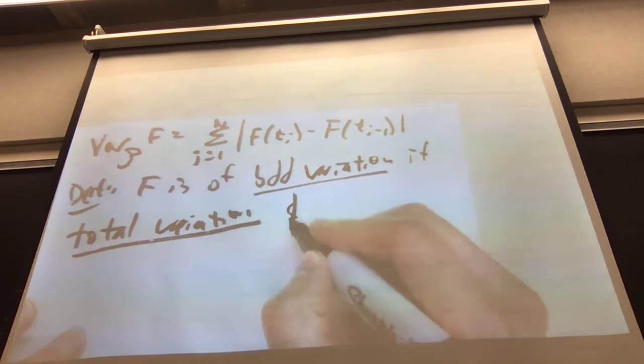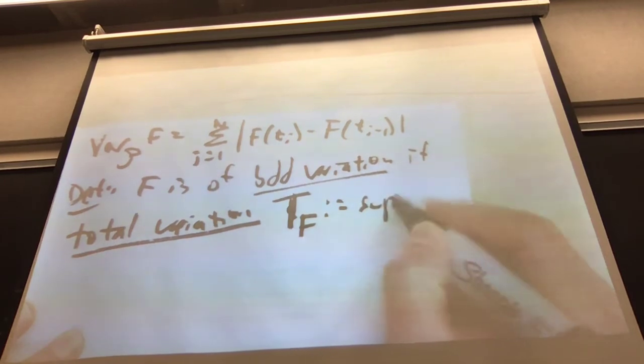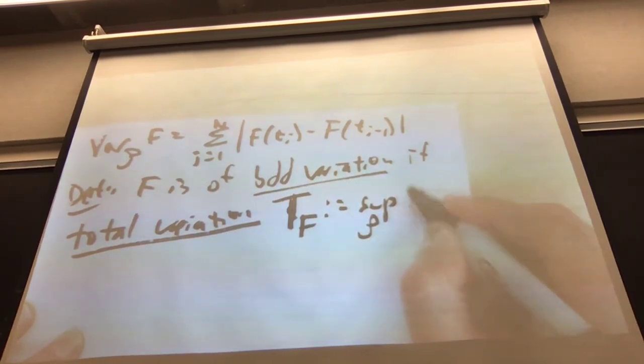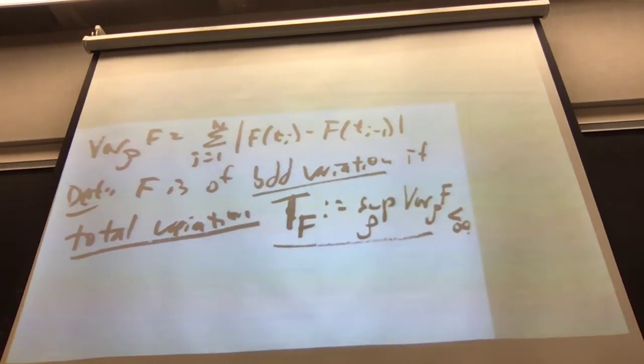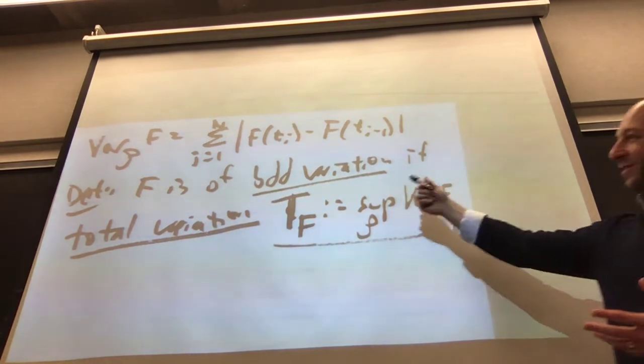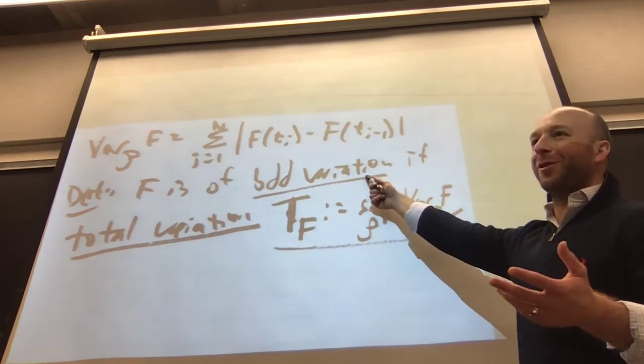Let's just make it T. T of F, which is the sup over all partitions of the variation, not variance, is the total variation, and F is of bounded variation if this is finite. So in the case where F is the graph of a curve, the word total variation is what we called length, and bounded variation is what we called rectifiability.